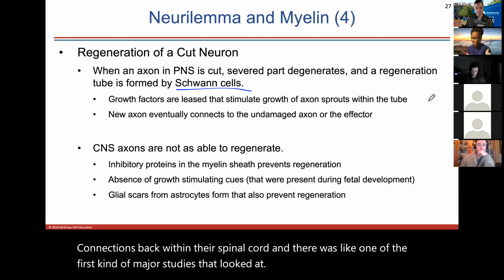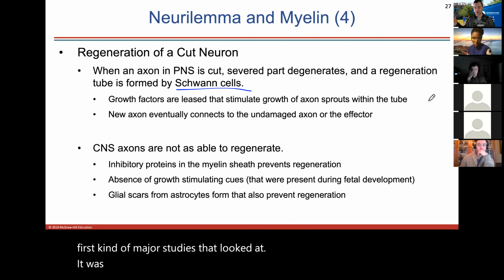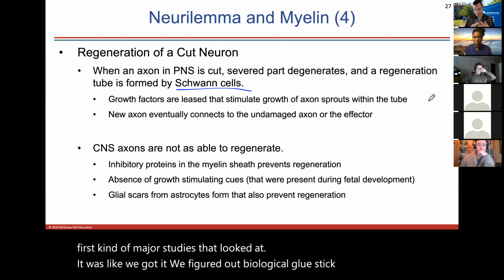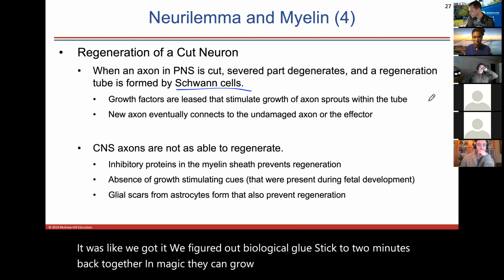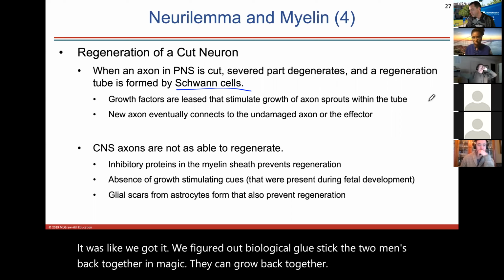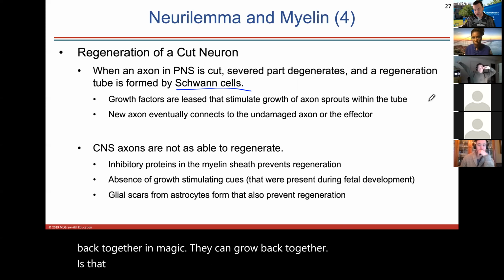Awesome. Everyone's like, we got it. We figured it out. Biological glue, stick the two ends back together, and magic, they can grow back together. Is that a normal mechanism of injury, though?